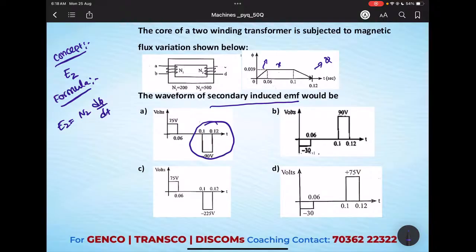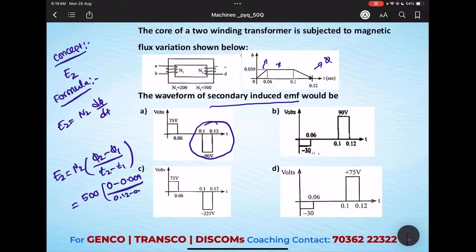How can we find out? It is a declining ramp. Okay, declining ramp. So the induced EMF V2 is equal to N2 into (phi 2 minus phi 1) divided by (T2 minus T1). N2 is 500. Phi 2 is 0, phi 1 is 0.009, divided by T2 minus T1, which is 0.12 minus 0.1.